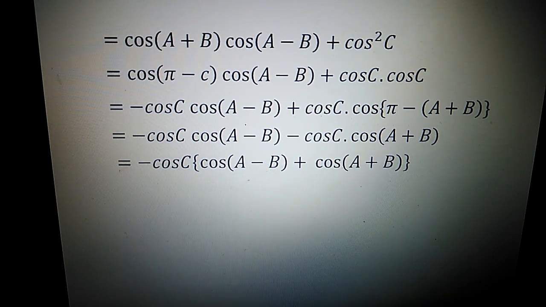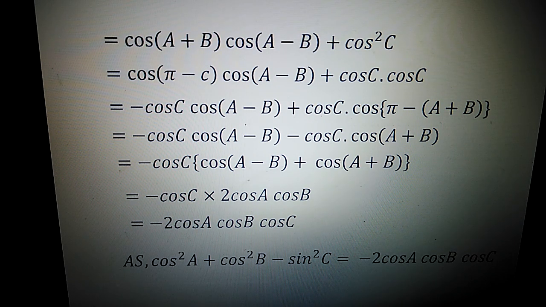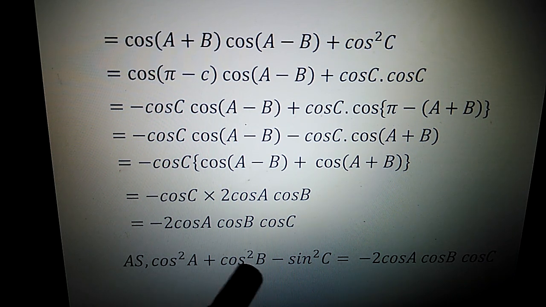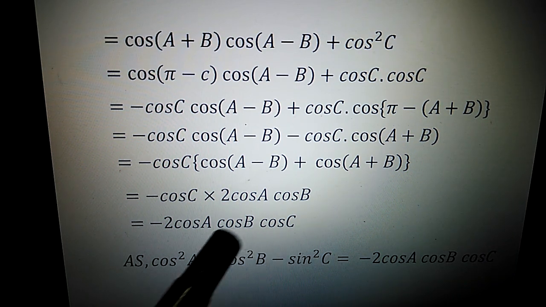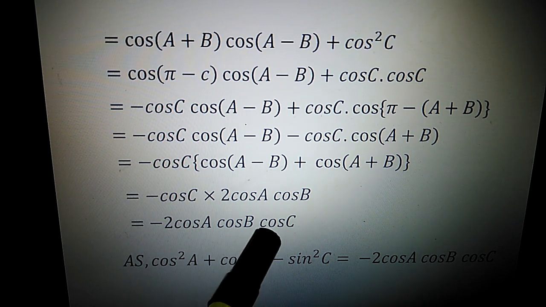Okay, we know the formula of cos (a minus b) plus cos (a plus b). In our previous sum we have used it. It is 2 cos a cos b. So as a result our problem is minus 2 cos a cos b cos c. So that means we have started from cos square a plus cos square b minus sine square c, and we get as a result minus 2 cos a cos b cos c.